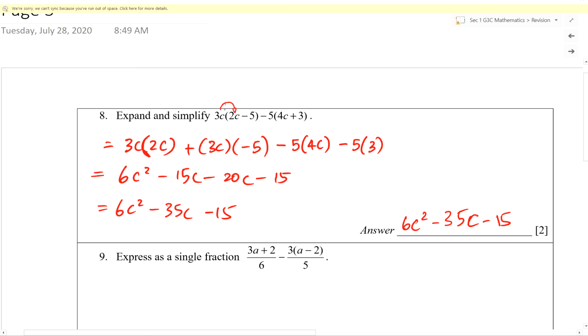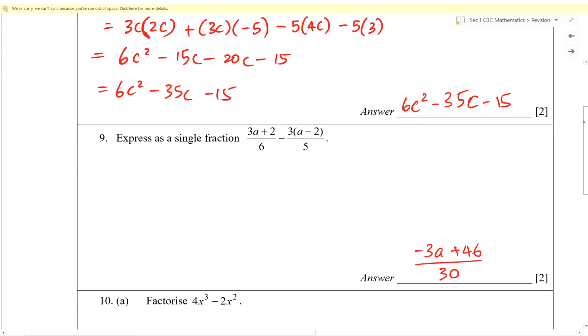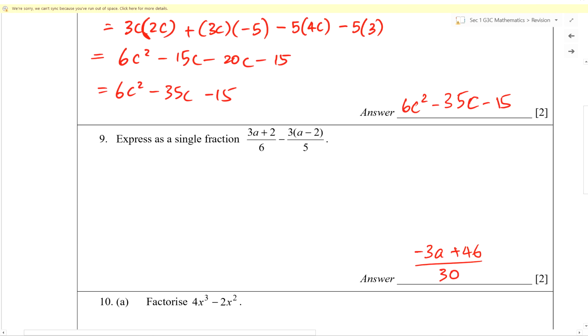So you might have this kind of drawings. They are perfectly fine, and I think they help. Then the next one, question 9. Again, we have a fraction minus a fraction, so we must make sure they have the same denominator. Can I have a show of hands who got this correct? Those who didn't get it correct, I'm going to guess that this is what you did.